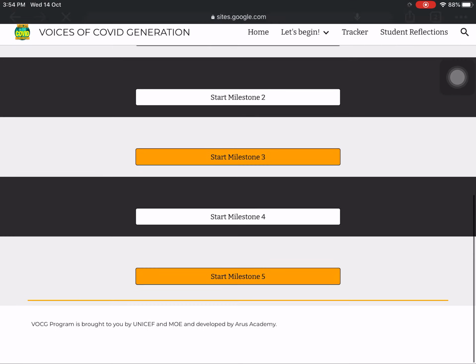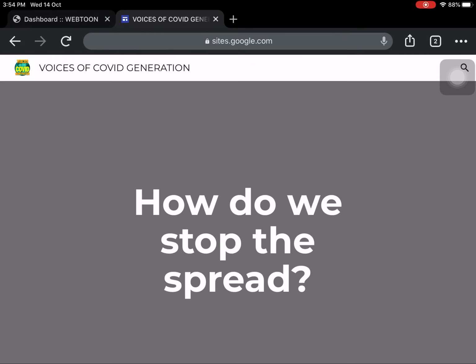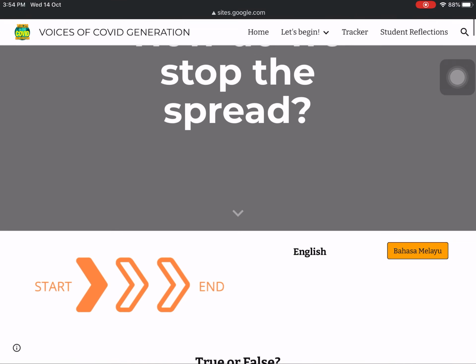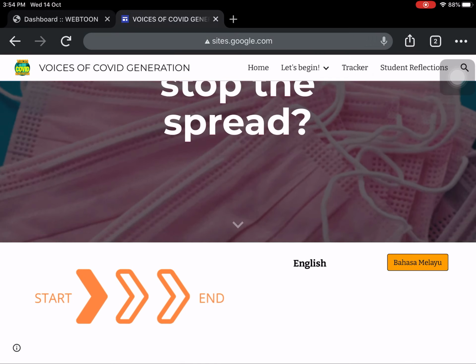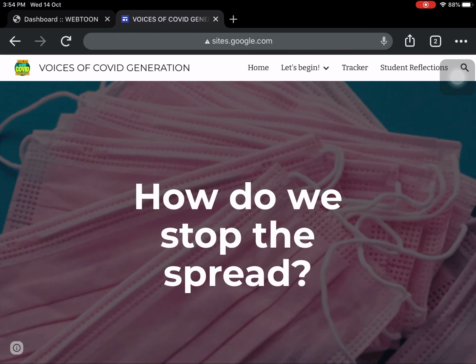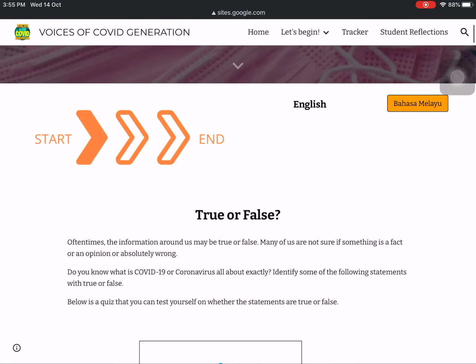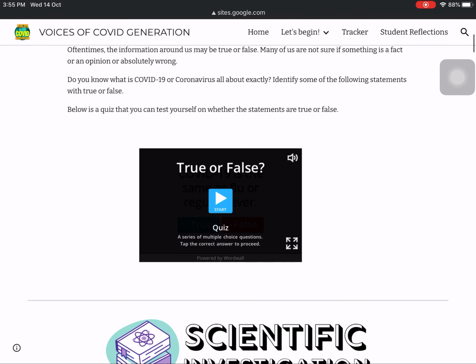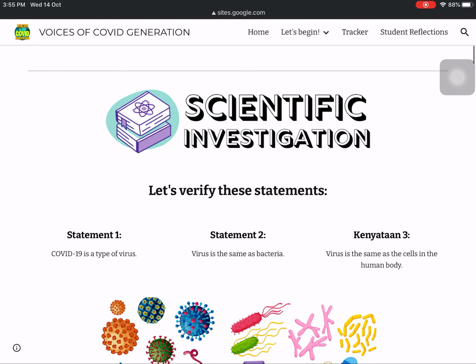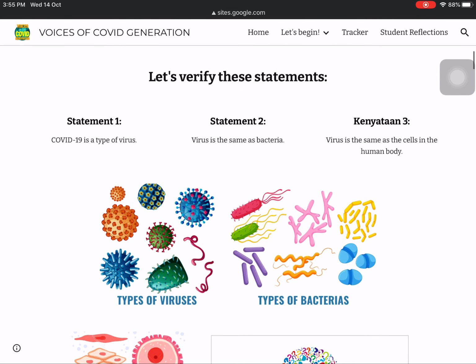We are going into milestone 4 first, and then I'll quickly go into milestone 5. Okay, so milestone 4 is actually based on the science subject, not project. So if you look here, true or false, you can play this game. Ta-da! So if you can see here, scientific investigation. So if you like science, good for you.